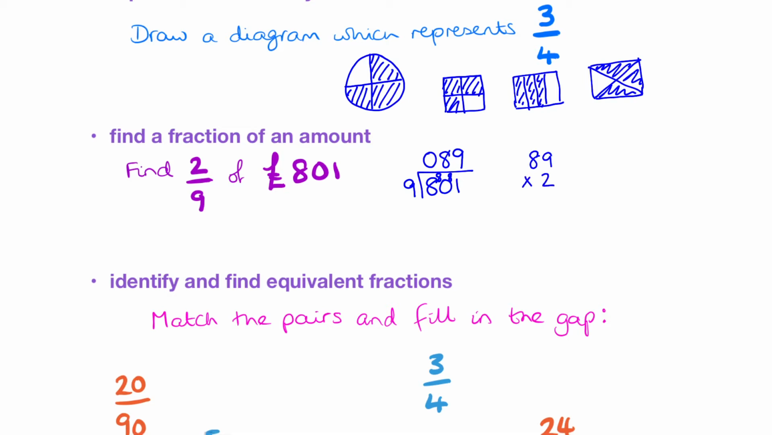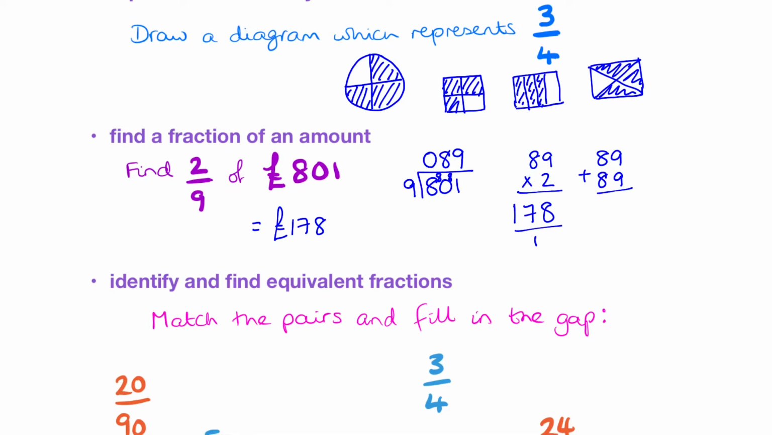It doesn't matter which way we do that. Okay, so 9 2s are 18, 8 2s are 16, add the 1 is 17, so that gives us £178 as our answer. So just remember, you're dividing by the bottom and multiplying by the top.